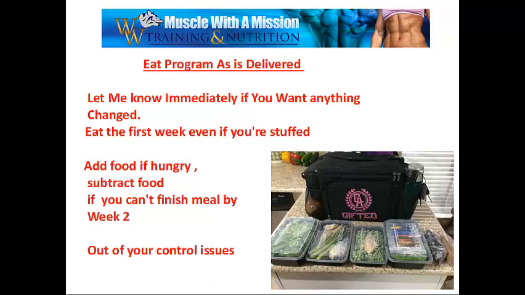Now, let me touch on this. When I say out of control issues, here's what I mean. Out of control issues would be the grocery store is out of orange roughy. Can I use tuna? I'm out of chicken breast, so can I use turkey? I'm out of broccoli. Can I use cauliflower? Well, yes, that's not an error.